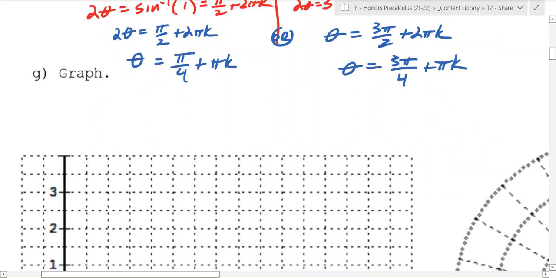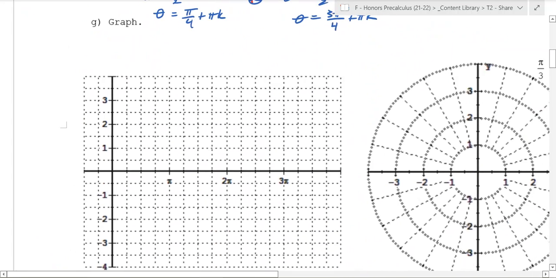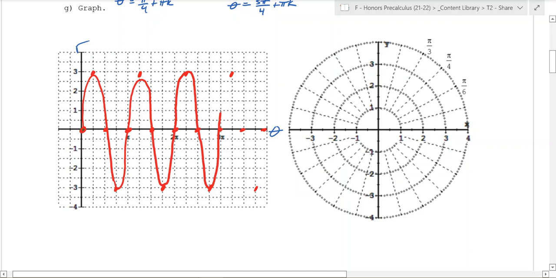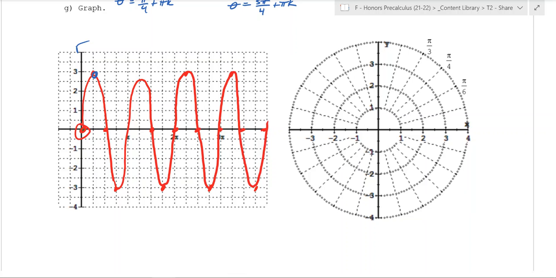So when you graph this, what does it actually look like and how do you go about doing it? Well, the first thing you can do is graph r here and theta here. If you do that for this function, you end up with a graph that looks like this, where r is vertical and the input theta is on the x-axis.